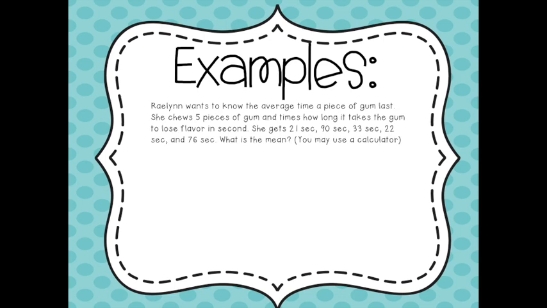So think to yourself now, what is the first step when calculating the mean or the average? And you should be saying to yourself, add up all of our numbers. So we're going to take 21 plus 90 plus 33 plus 22 plus 76, and we're going to add them up. I'll give you a minute to do that now.